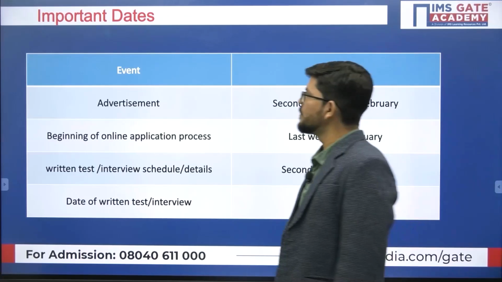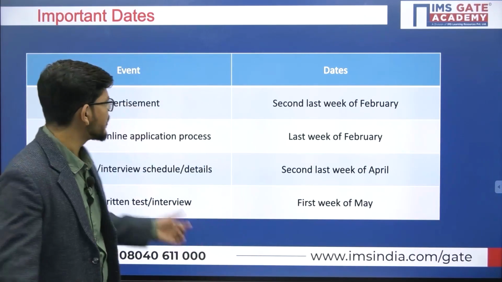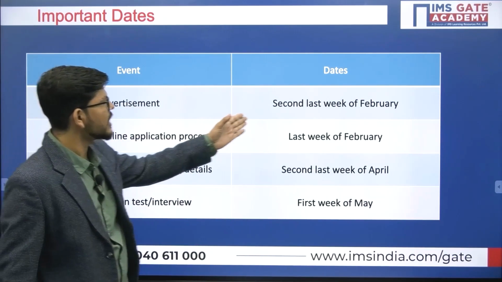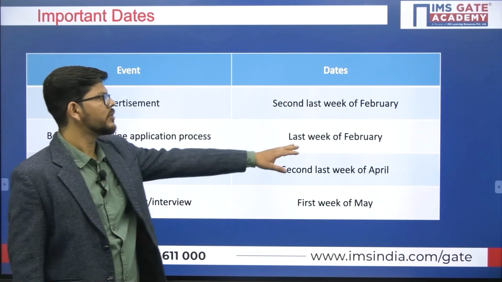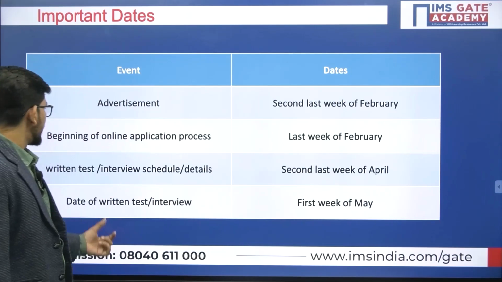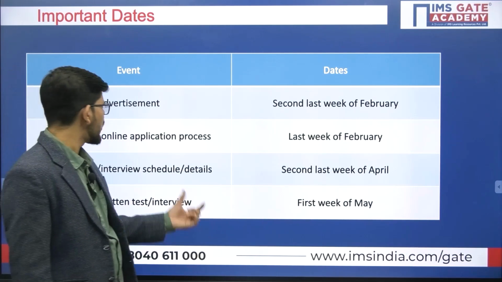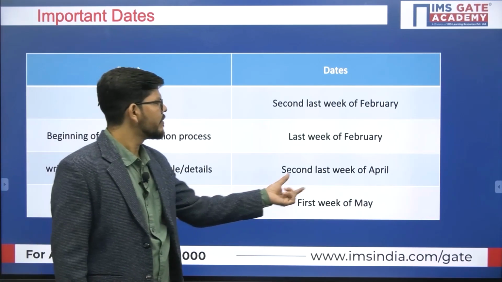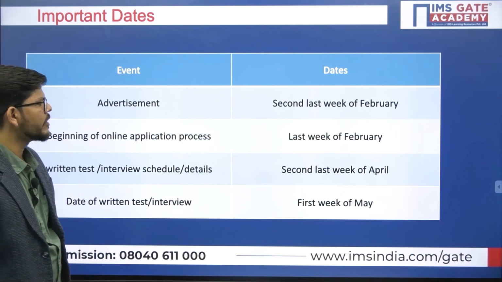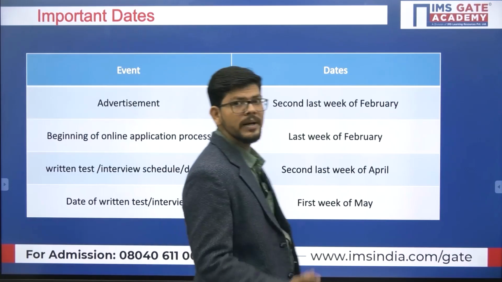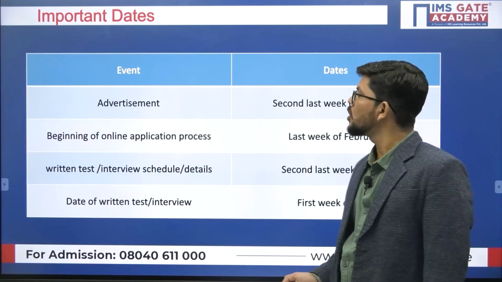Now talking about important dates, probably the advertisement is going to come in the last week of February, and the beginning of the online process will start as well in the last week of February. Then the written test or interview schedule, if any, will be held in April, and the date of the written or interview test will probably be in the first week of May. So this is all about IISc Bangalore.